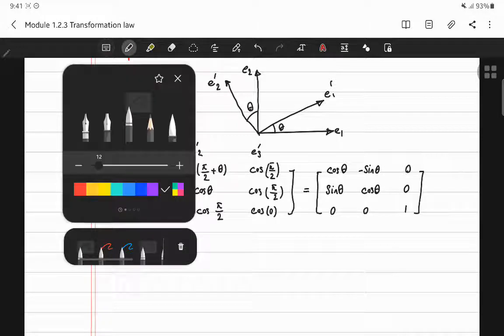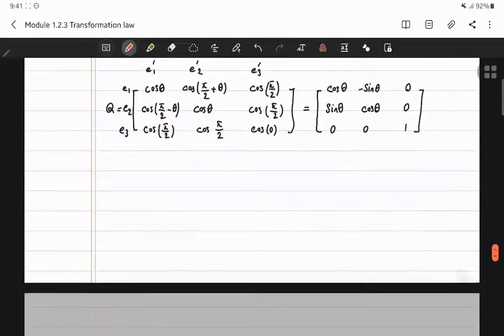So next we have the topic of transformation law.